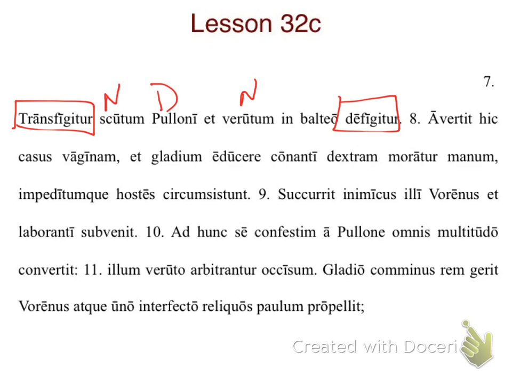Okay, so this sucker is dative. What does your book say about that being dative? Yeah, dative of possession or dative of interest. So literally it's like the shield for Pullo. Well, we wouldn't say that because that sounds goofy, right? We'd say the shield of Pullo, right? Okay, you ready, Rihanna? Okay.